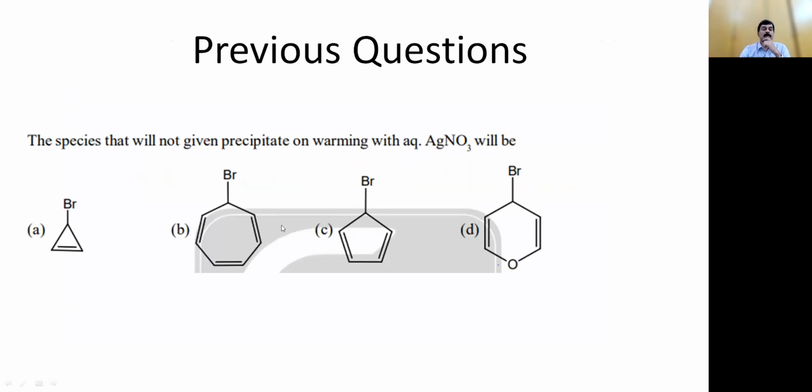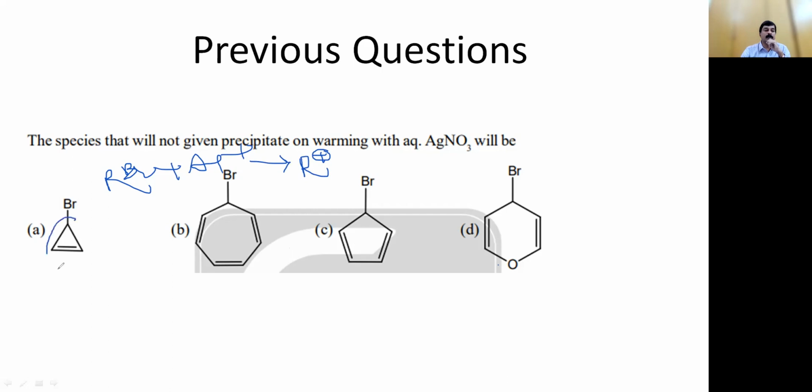These are the questions that appeared in previous JEE examinations. Which species will not give a precipitate on warming with aqueous silver nitrate? We know the silver ions have a lot of affinity towards the halogens. So you should imagine that RX, that is RBr, plus Ag+ will give you R+. Imagine in each case, this is a GATE question, I think, a carbocation.